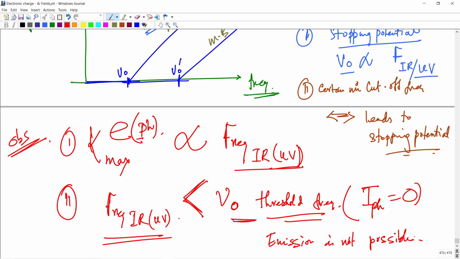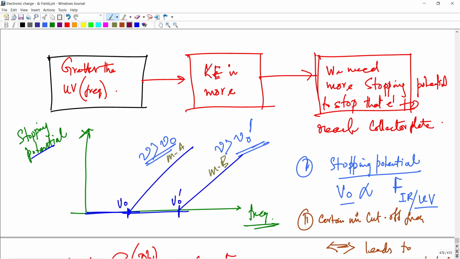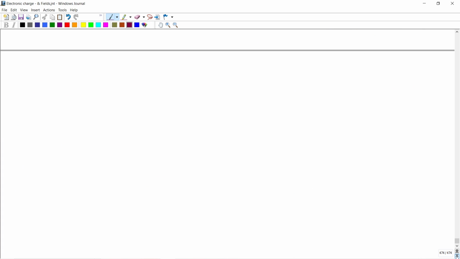Okay. So both cases are independent of intensity. Now let's summarize the whole class. That's a very important summary. The summary of the photoelectric effect.